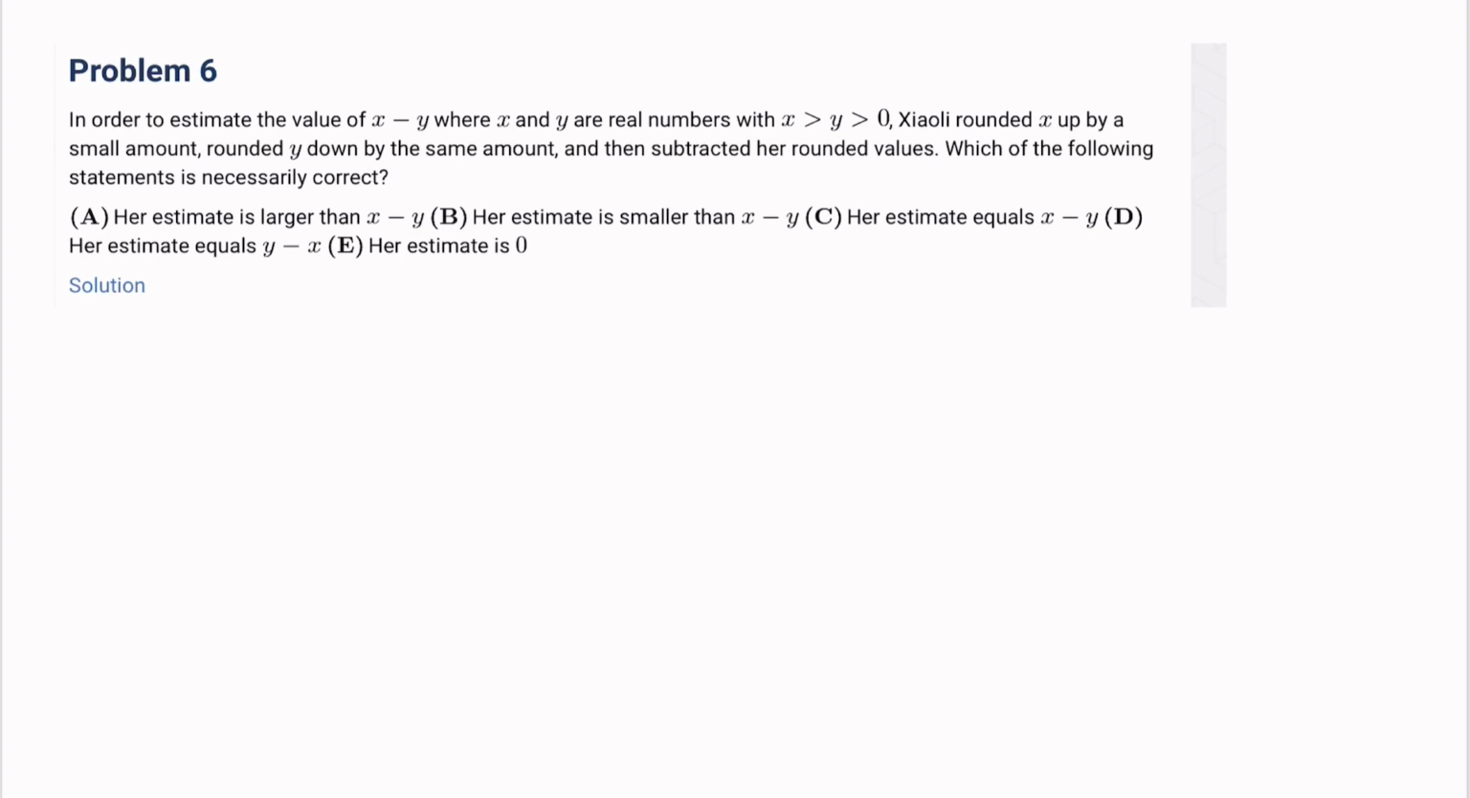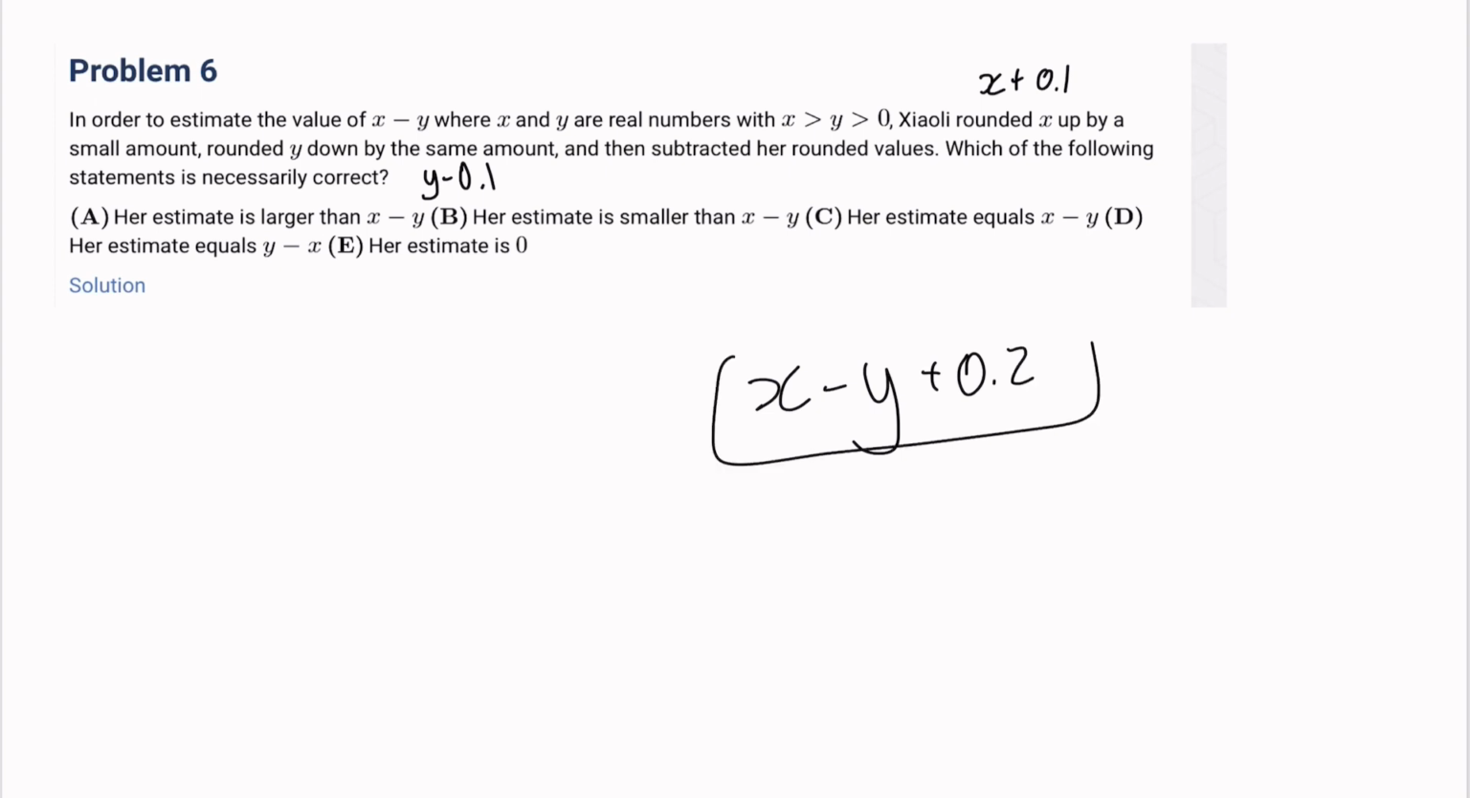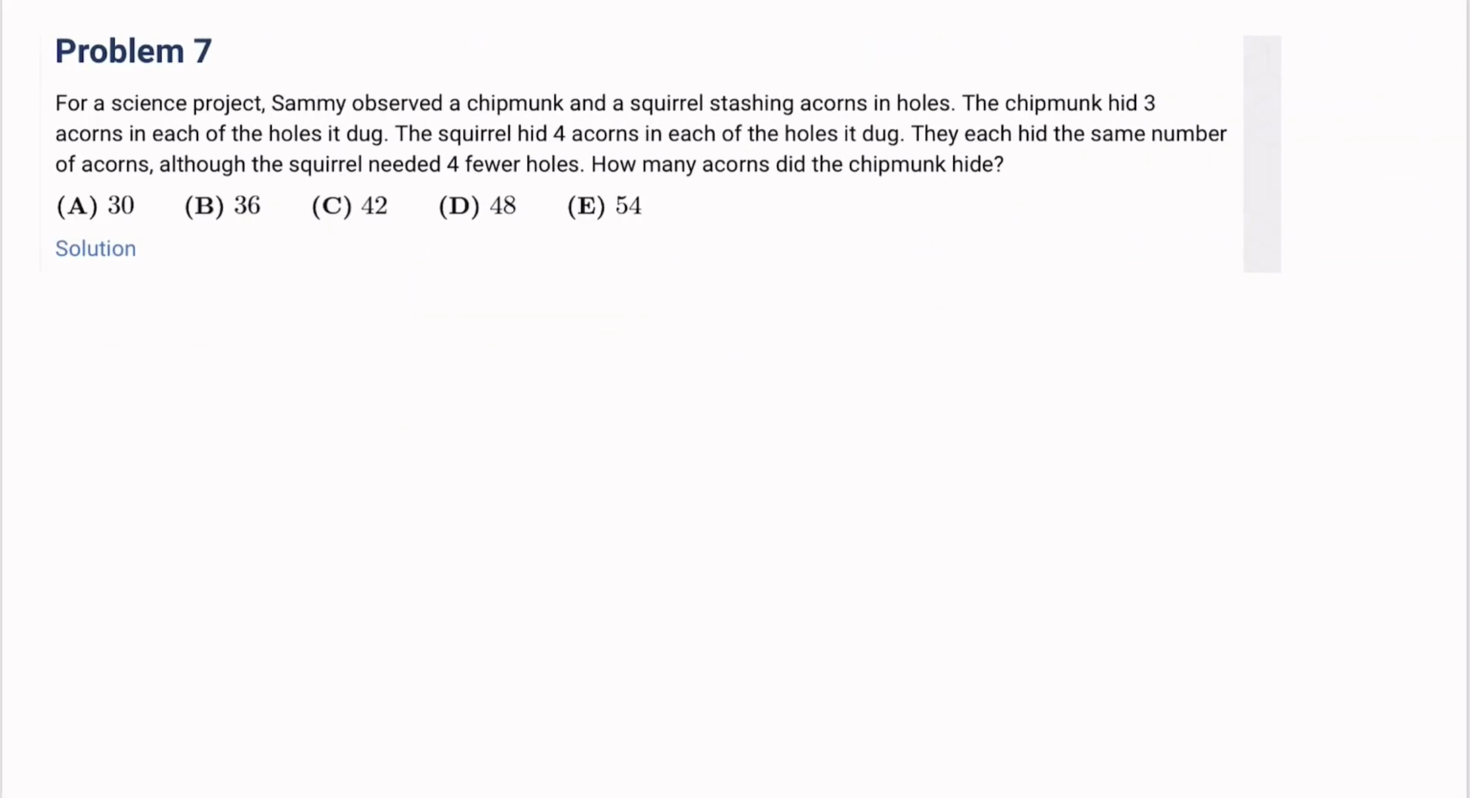So if Xiao Li rounded x up by a small amount, then it will be x plus, let's say, 0.1, and rounded y down by the same amount, so it's y minus 0.1, and then subtracted her rounded values. That would give x minus y plus 0.2. This is greater than x minus y, so her estimate is larger. The answer is A.